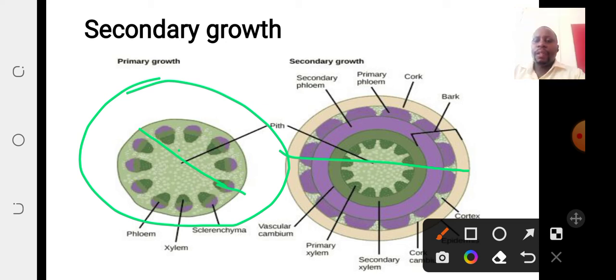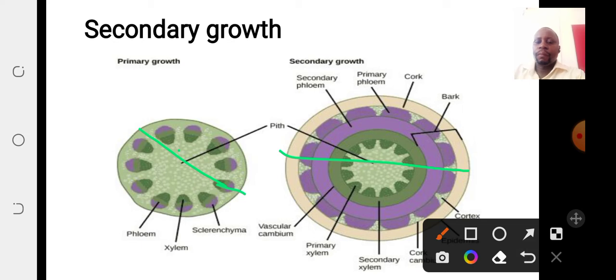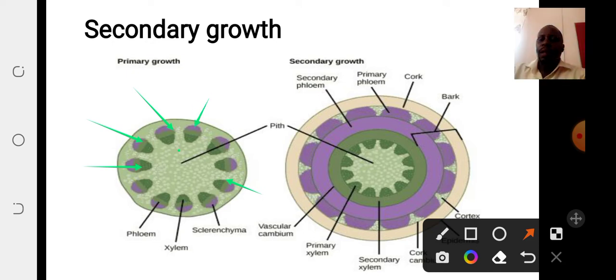So what is secondary growth? Secondary growth refers to the increase in diameter of a plant. What brings about secondary growth? It occurs due to the presence of the cambium. In the cambium we have some meristematic cells. The cells in this particular cambium are capable of undergoing mitotic cell division. They can divide mitotically, hence increasing in girth.